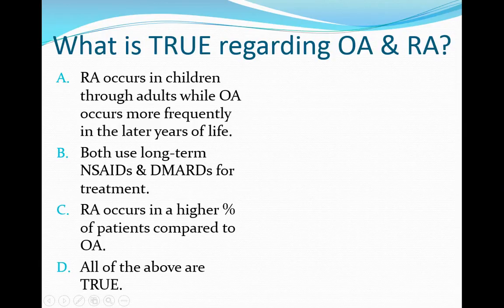And so the first point, choice A, is correct. RA occurs in children through adults, so there's a spectrum. It starts out in kids, but adults can develop it as well. And most commonly, adults get RA during their years of 20 to 30 years of age, and then there's a spike later on at 50 to 60.